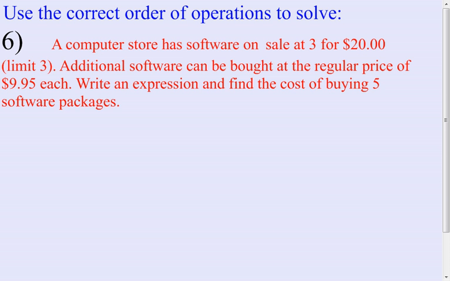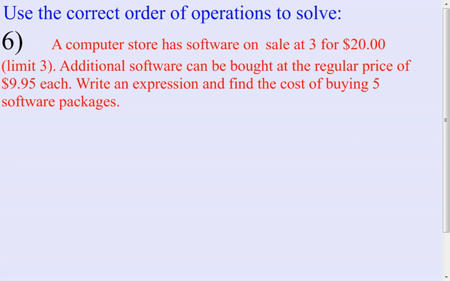All right, then we've kind of got a word problem here. A computer store has software on sale at 3 for $20. Limit of 3 of them. You can't get any more than three of them. Additional software can be bought at the regular price of $9.95 each. Write an expression to find the cost for buying 5 software packages.